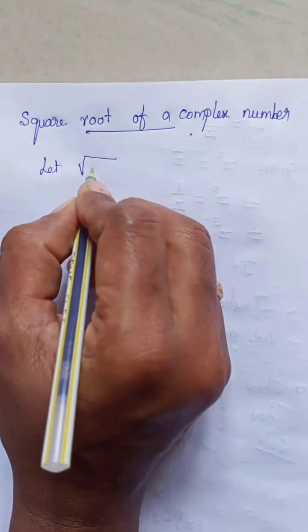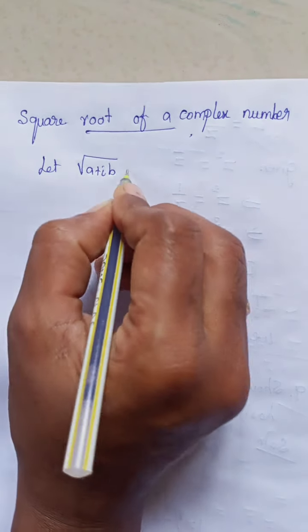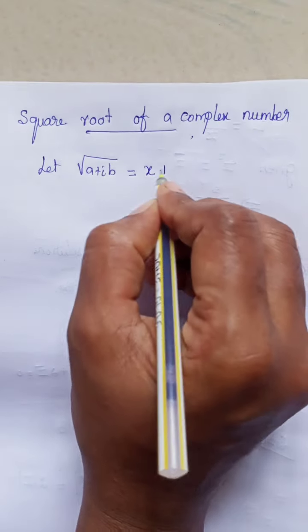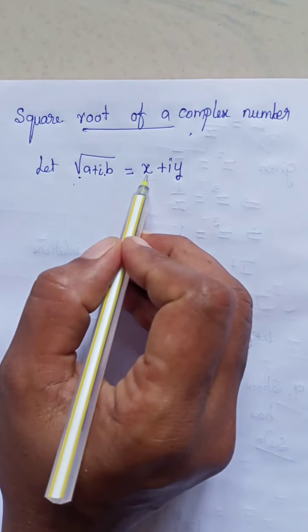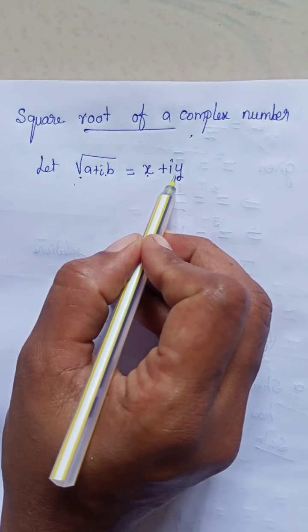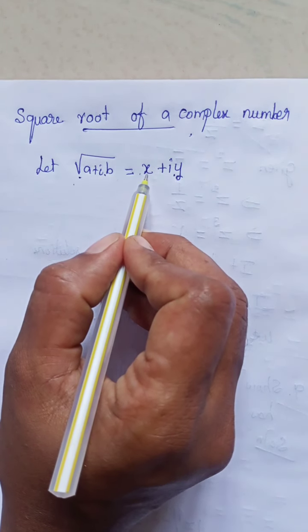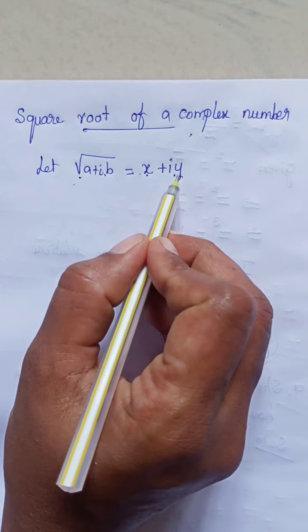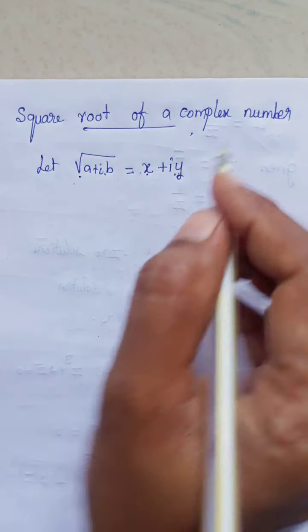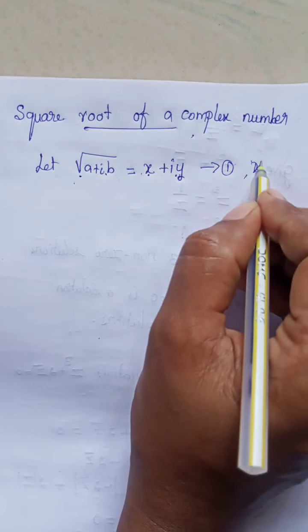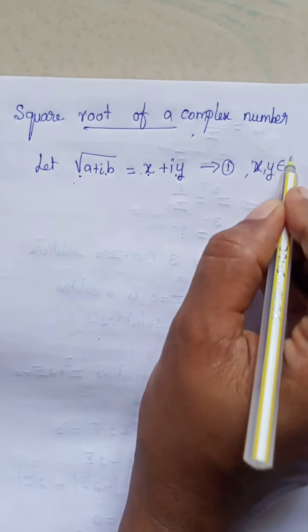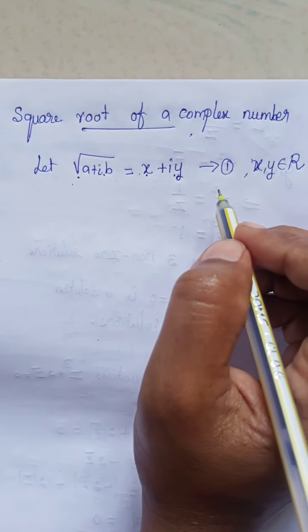So I am taking, let square root of a plus ib be equal to x plus iy. So root of a plus ib is equal to, I have taken the answer x plus iy. Now we need to find out what is x and what is y. Let it be equation number 1, where x, y belong to real numbers.